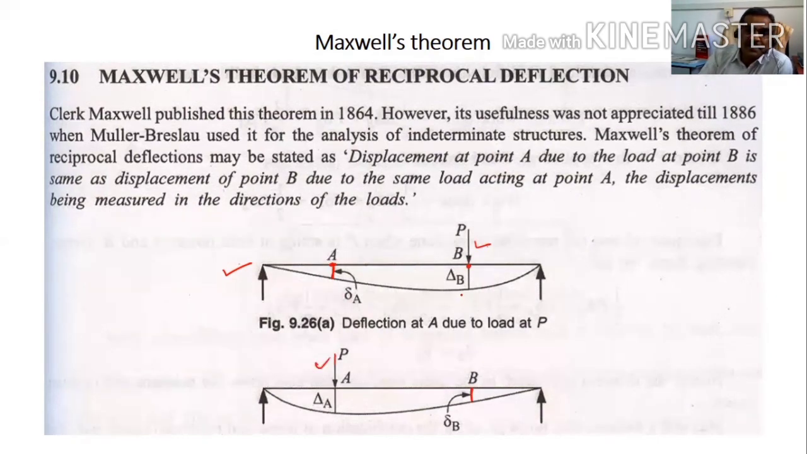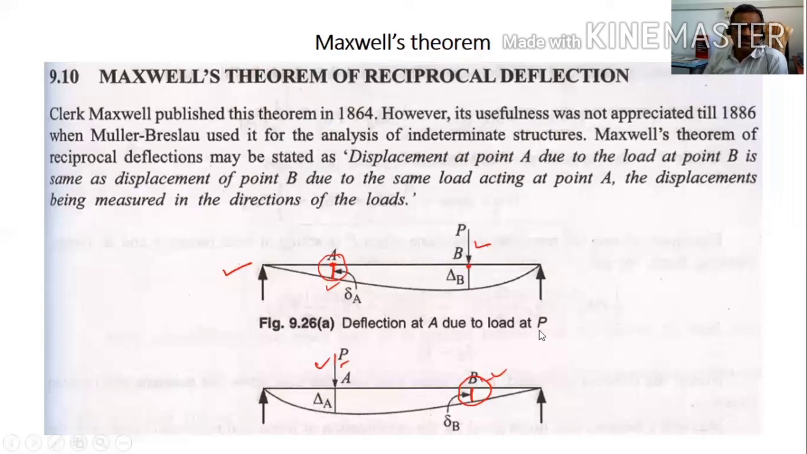There are 2 points, A and B. First you apply the load at B and find the deflection at A. Now you apply the load at A and find the deflection at B. The deflection at A will be equal to the deflection at B. This is Maxwell's law. Maxwell's law says the displacement at point A due to the load at point B is the same as the displacement at point B due to the same load acting at point A, the displacements being measured in the direction of the load.